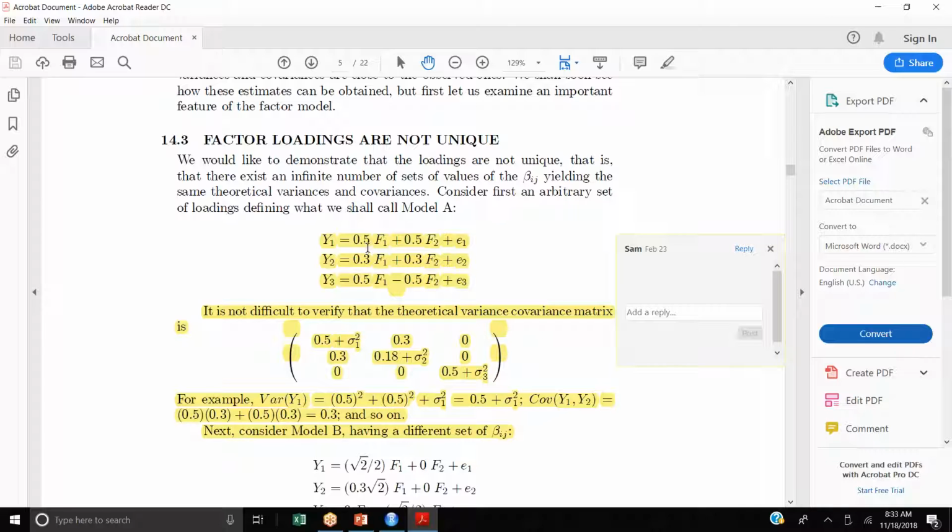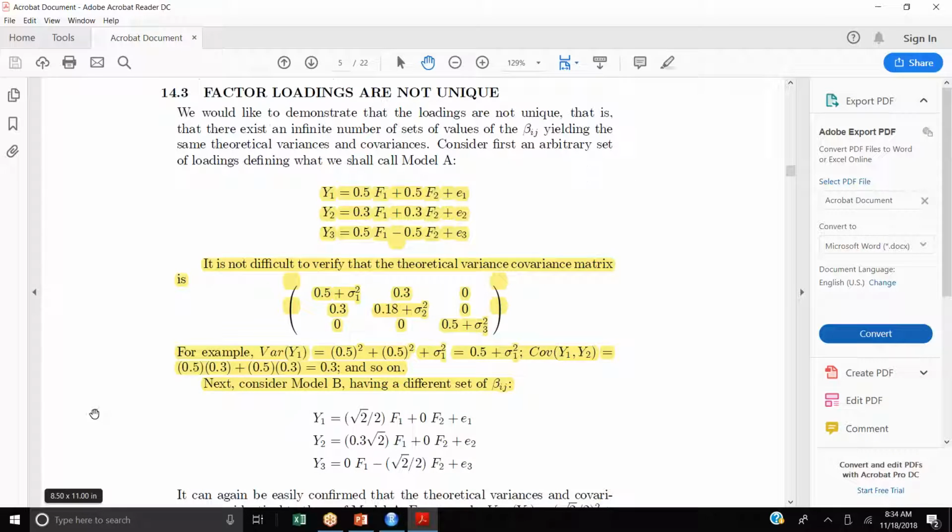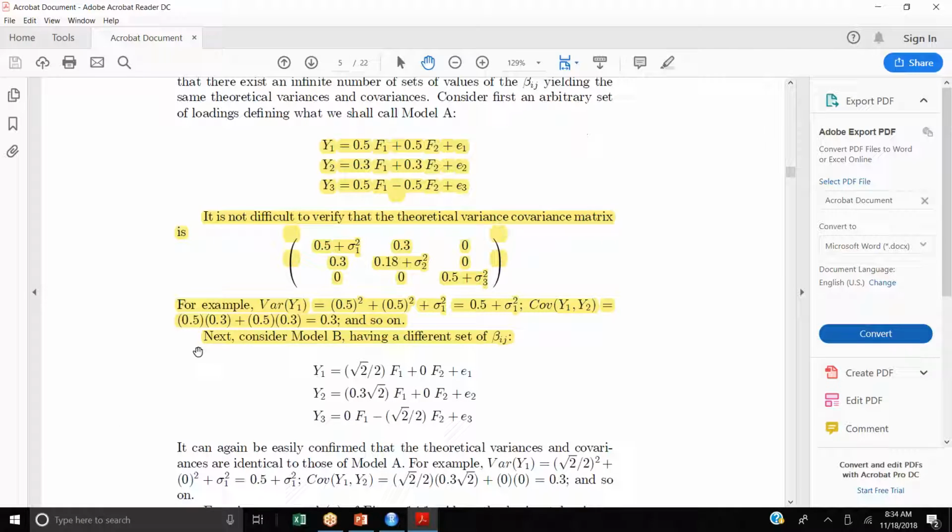What are we saying? For the first one, whatever the F1 is, weight 50%, 50%. For the second one, 30%, 30%. The third one is 50% F1, minus 50%, weighted differently, so the F2 dimension is weighted down. So if I have these kinds of weights, then we can just calculate this and it turns out to be like this.